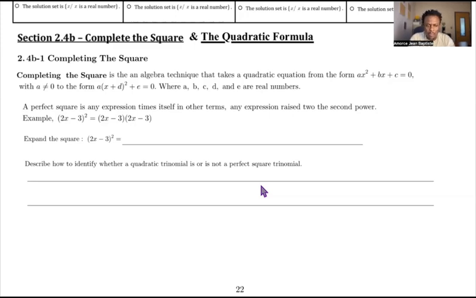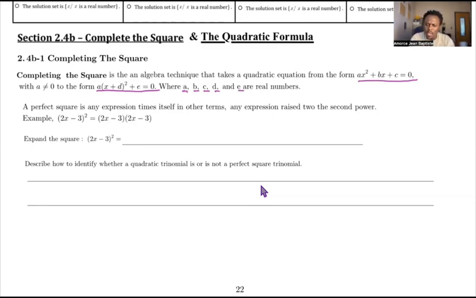Completing the square is the algebra technique that takes a quadratic equation from the standard form ax squared plus bx plus c to the form (ax plus d) squared plus a certain number e equals 0, where a, b, c, d, and e are real numbers.